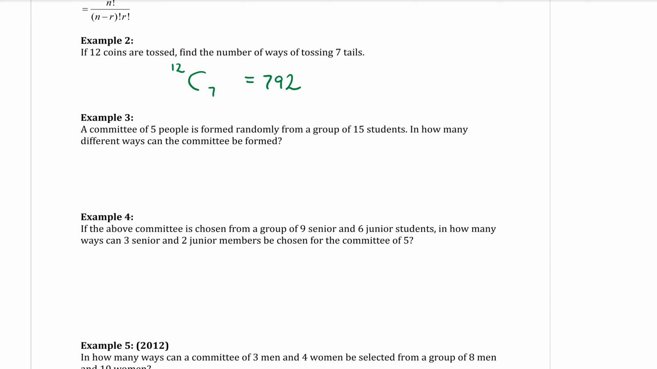Okay, committees are another time when it's usually a combination question. A committee of 5 people is formed randomly from a group of 15 students. In how many ways can the committee be formed? It doesn't matter who is picked first or second or third or fourth for the committee, as long as you're in the committee. So it's 15 people and I just need to choose 5. 3,003.